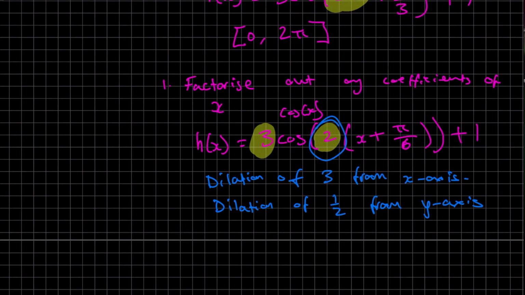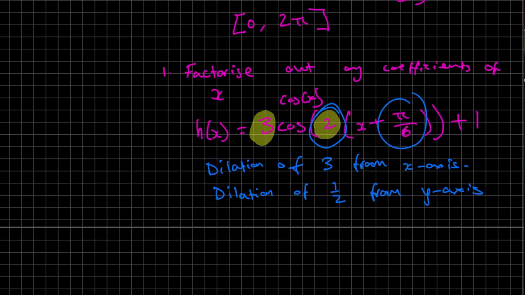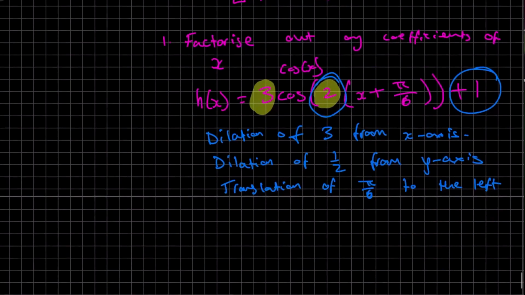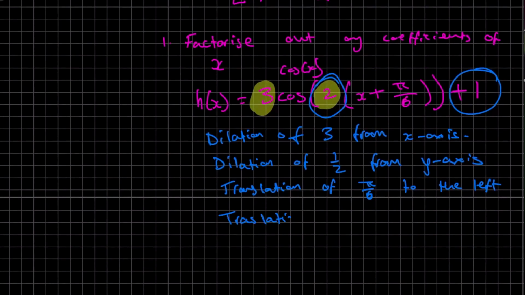We can also see that we have some translations over here. A translation of pi on 6 units to the left, and a translation of 1 unit up.